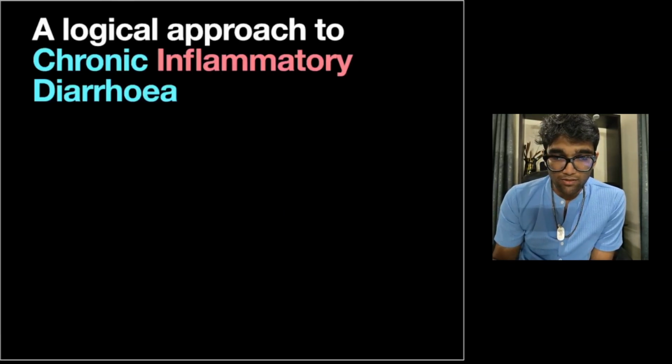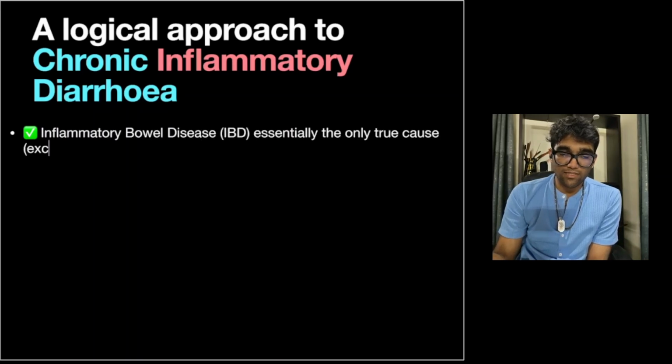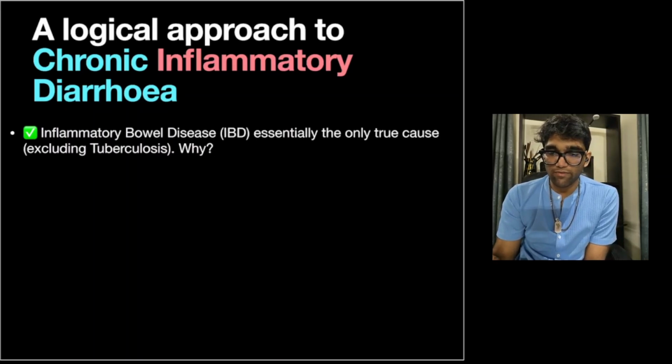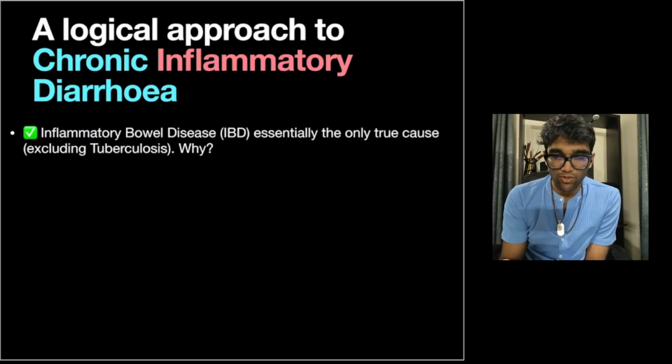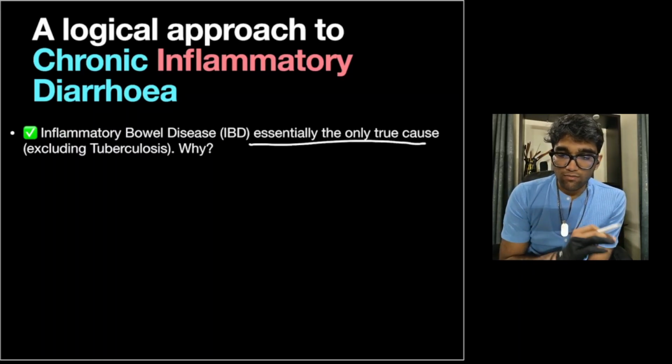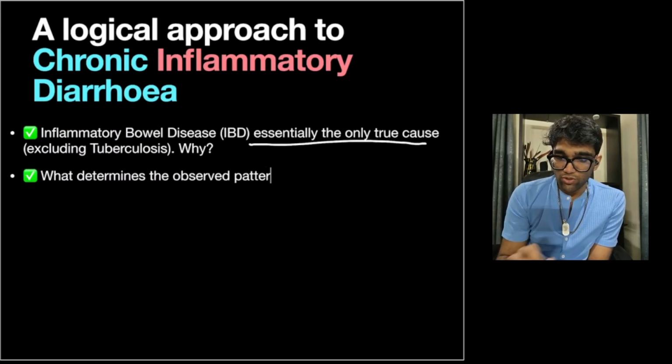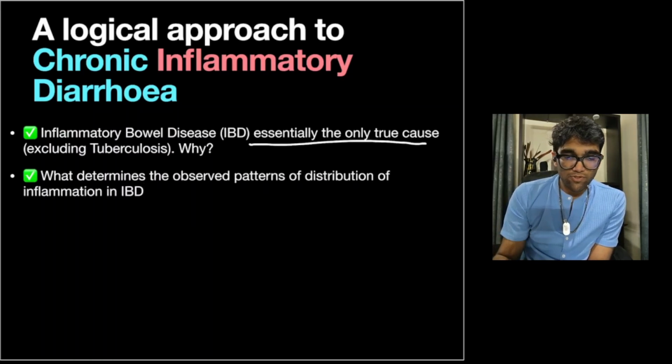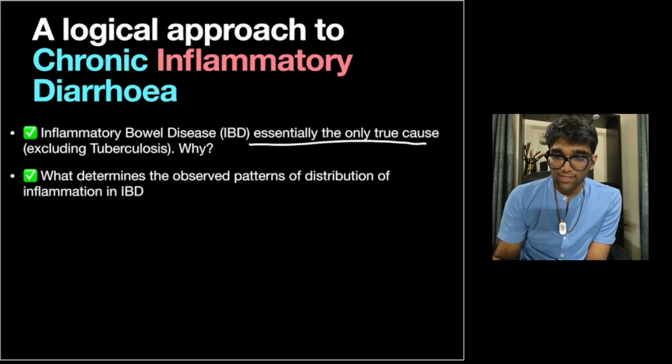Now, finally, there is one more bonus topic. We've discussed inflammatory bowel disease. Why is it essentially the only true cause of this chronic inflammatory diarrhea, excluding tuberculosis? We know the why now. What determines the observable patterns of IBD? That is also something that we have discussed. I hope that is clear now.